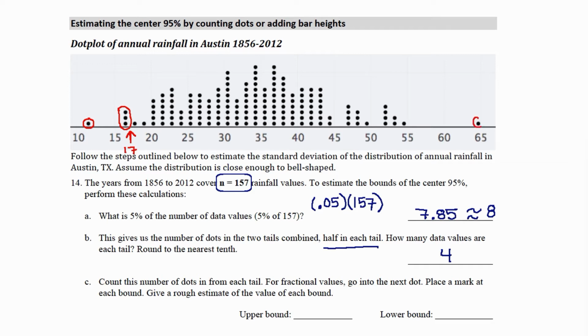Also counting 4 dots from the right gets us to this value here, which looks closer to exactly in the middle. We could call that 52.5. So that I have a lower bound of 17 and an upper bound of 52.5. It would be fine to just call this 52 or 53. We don't have to be super precise when we're showing our work.